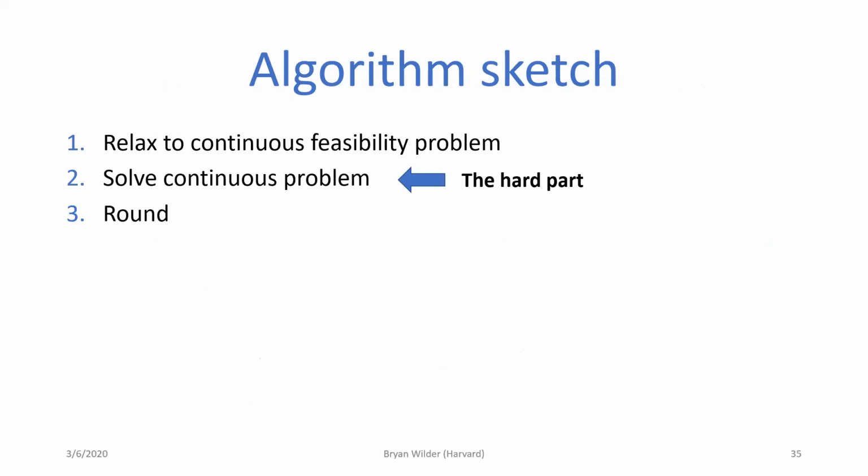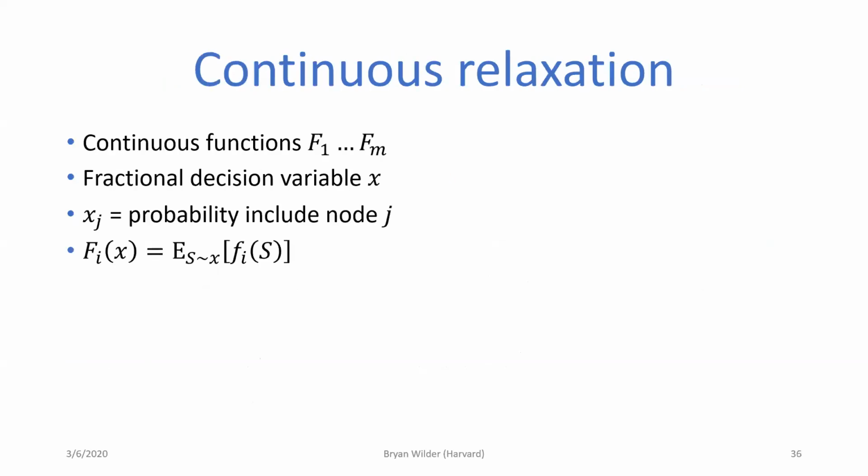The idea is that we're going to start by relaxing the discrete problem to a continuous one. We'll solve the continuous problem, and doing that efficiently is the algorithmically interesting part of the solution. And then afterwards, we'll round back to a discrete set of seed nodes, and that rounding process is already fairly well understood, so I'll skip over it. Introducing, though, what the continuous relaxation looks like.